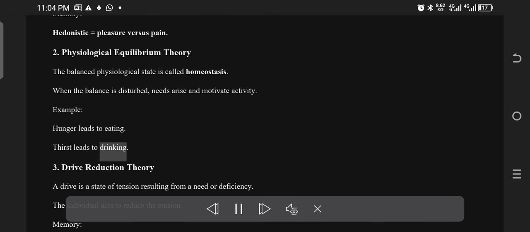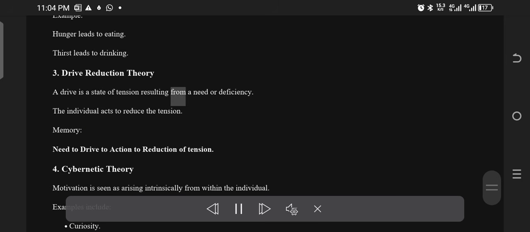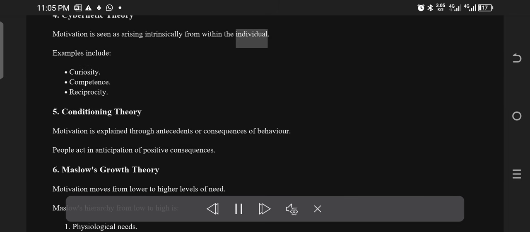Thirst leads to drinking. 3. Drive reduction theory. A drive is a state of tension resulting from a need or deficiency. The individual acts to reduce the tension. Memory: need to drive to action to reduction of tension. 4. Cybernetic theory. Motivation is seen as arising intrinsically from within the individual. Examples include curiosity, competence, reciprocity.